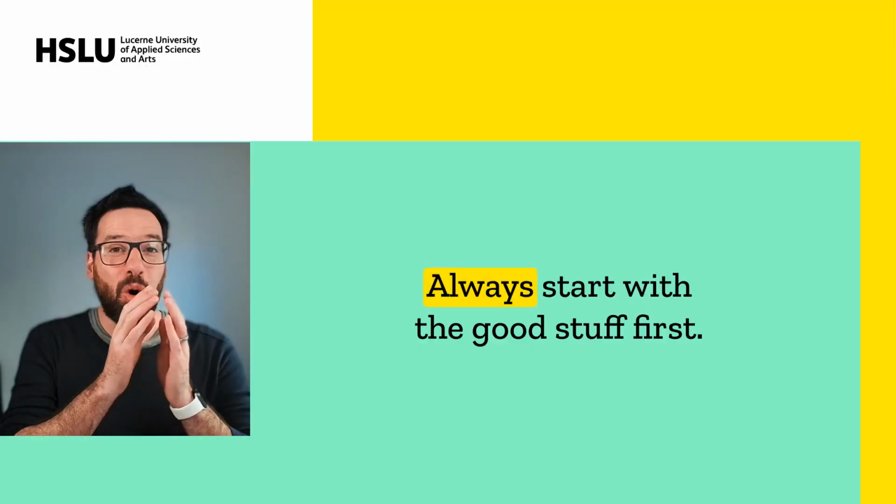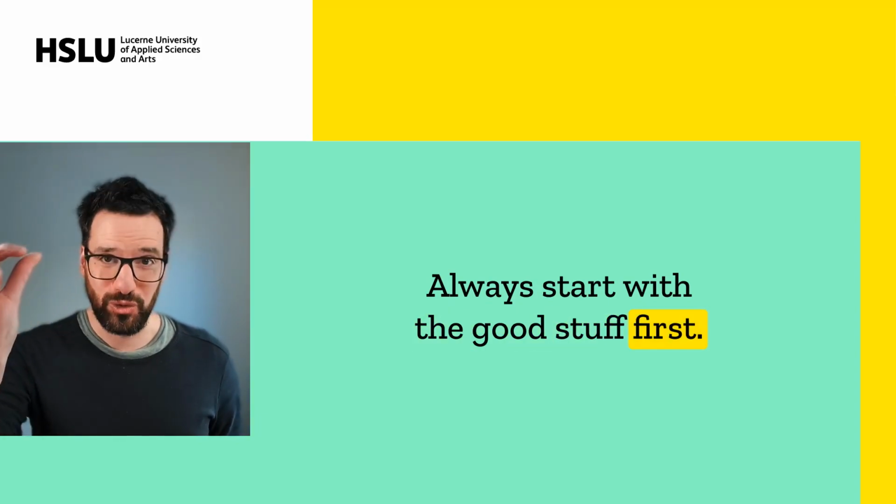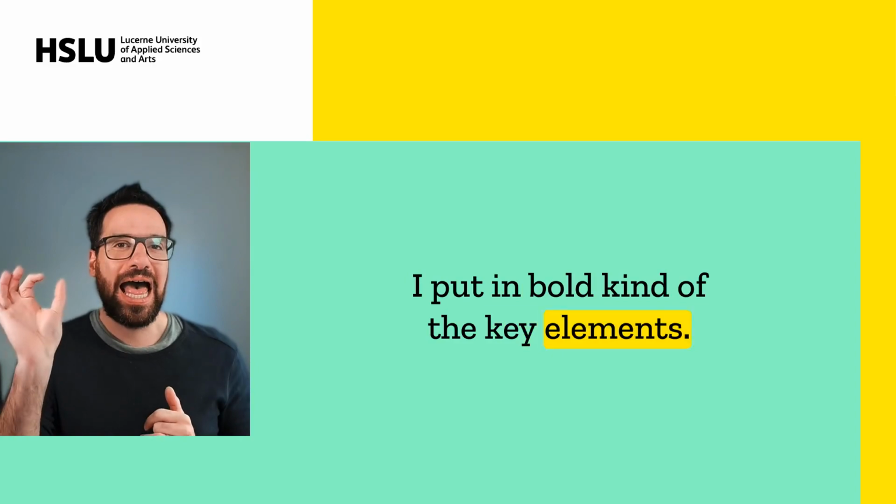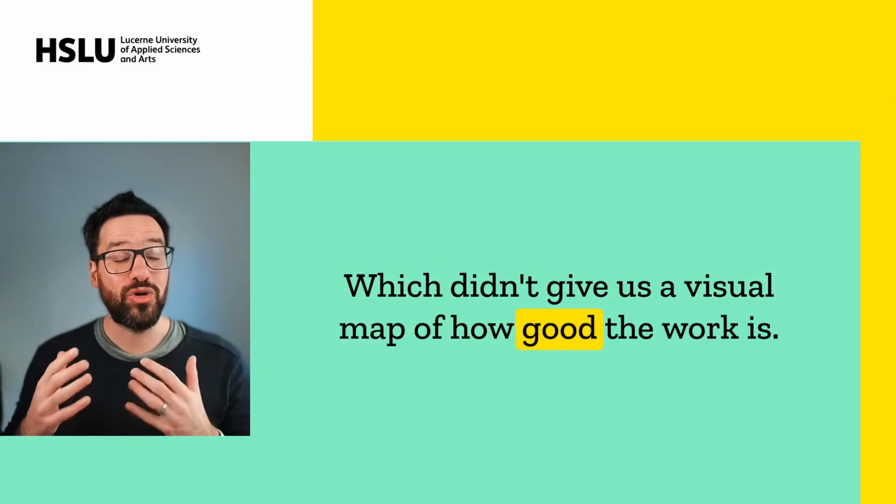And then obviously the service designer in me plays with the little details that he can play with within the framework that is given. So in the Excel spreadsheet that I have to fill, I always try to do 2 more things. The first is to always start with the good stuff first, because there is always good stuff, and that showcases that we recognize that people did some hard work and that there are good results in it. Then I do another trick. I put in bold kind of the key elements, which then gives a visual map of how good the work is.